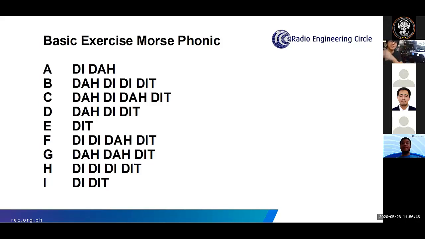You have to stress the dit, because it means it's a continuous sending. Da-di-di-dit, da-di-di-dit, not da, dit, dit, dit. Not that. It should be da-di-di-dit, continuous. So C is da-di-da-dit, and so on.